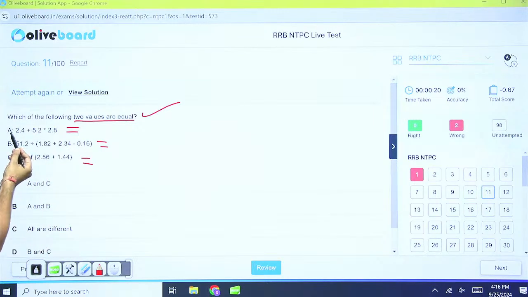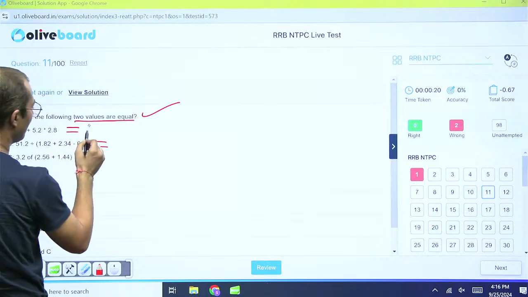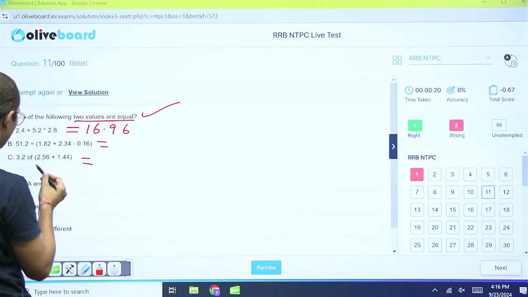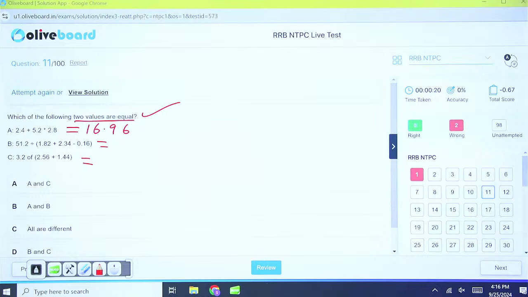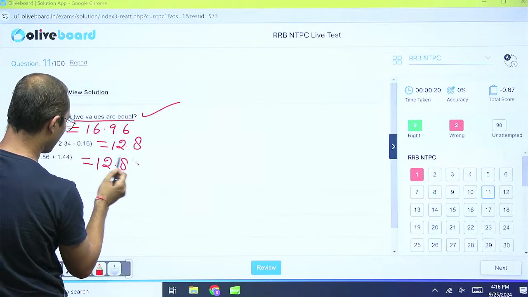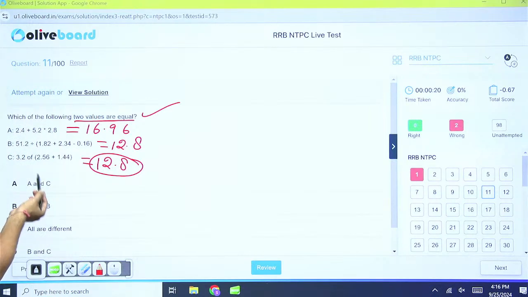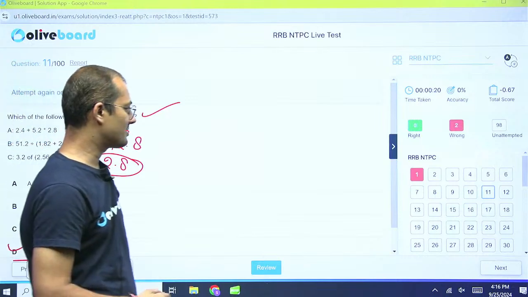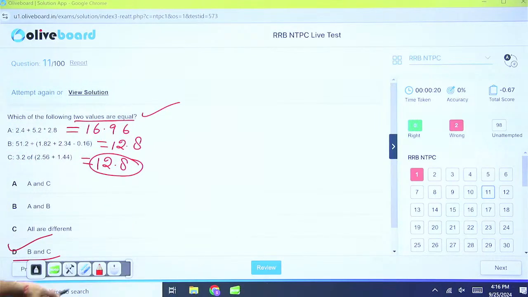Now tell me what would be the answer for this question, right? If we solve 2.4 plus 5.2 into 2.8, now tell me what we will get. So you will say that we will get 16.96, right? So how much will we get in the second part? So we will get, yes, tell me, 12.8, right? So here we will get 12.8, here we will get 12.8, right? After solving this, B and C are equal. So part B and C are equal. So D part is the right answer. Moving to the next question.